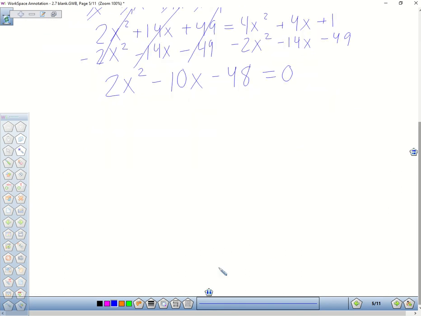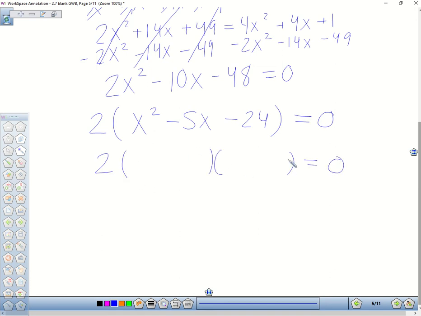Now we need to factor this because we're in standard form. What can I factor out of each term here? What's the GCF? 2. Good. So this becomes x squared minus 5x minus 24 equals 0. And then this is going to factor into two binomials. What are some factors of negative 24? Good, thank you. Yeah, negative 8 and positive 3. And from here, you just set everything equal to 0. 2 equals 0 is just null. No solution on that one.